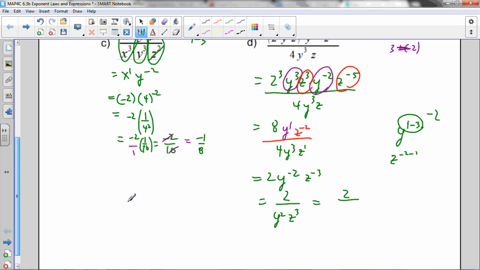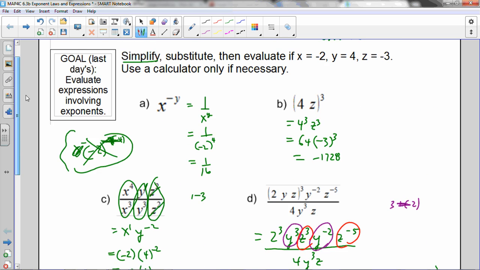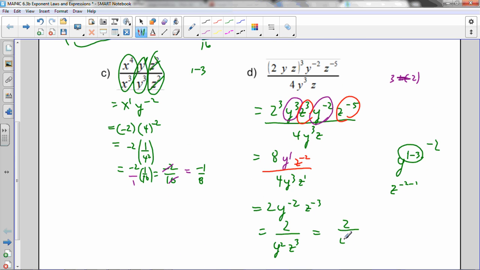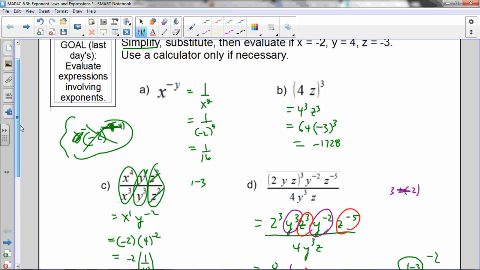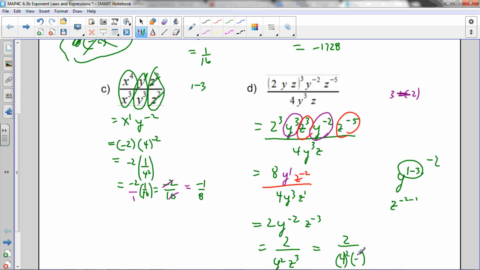Now, if I substitute, it's actually a pretty easy thing to do, right? Y was 4. Take out the y, put in a 4. Take out the z, put in a, what was it, a minus 3? Yeah, minus 3. And that can go into your calculator all in one step.